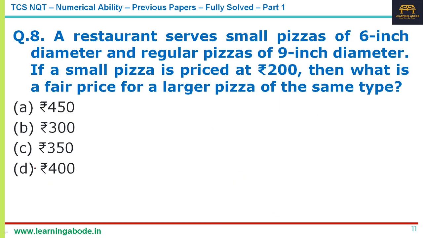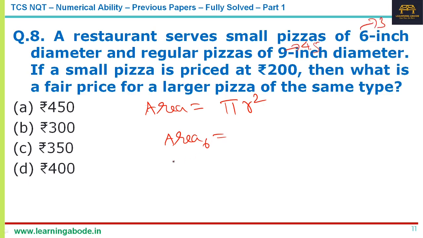Now question number 8. A restaurant serves small pizzas of 6-inch diameter and regular pizzas of 9-inch diameter. If a small pizza is priced at 200, what is the fair price for a larger pizza of the same type? The pizza is in the form of a circle, and the area of a circle is pi r square. So we have to find the ratio between the two areas. For a 6-inch diameter, the radius is 3, and for 9-inch, it is 4.5.